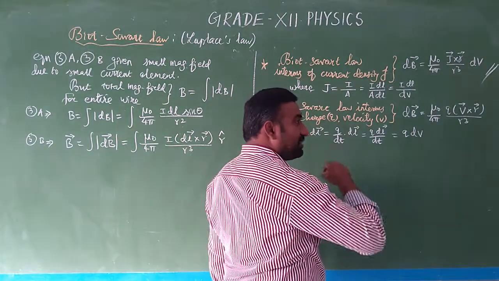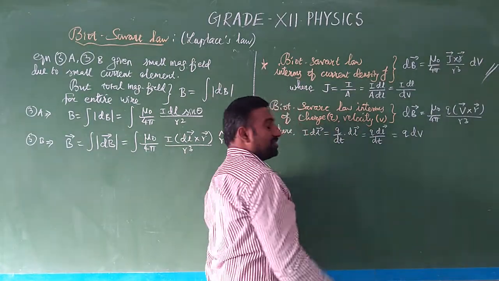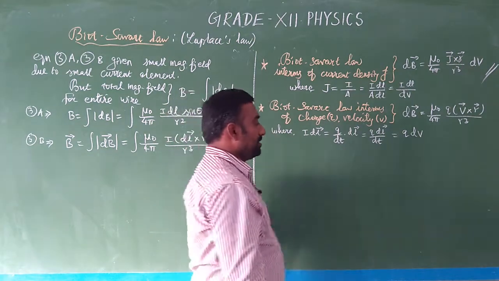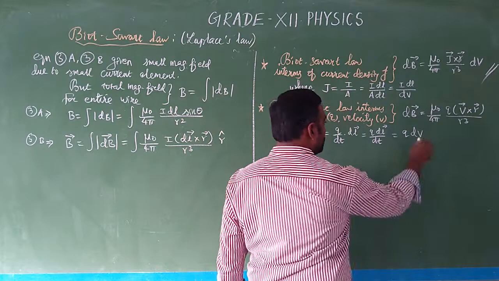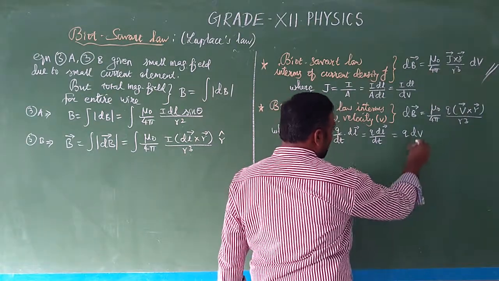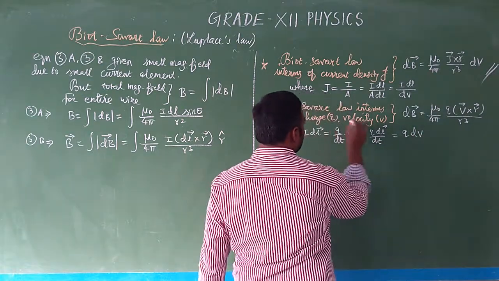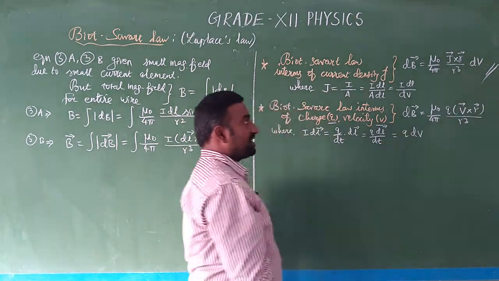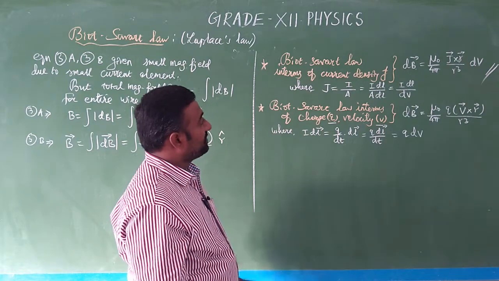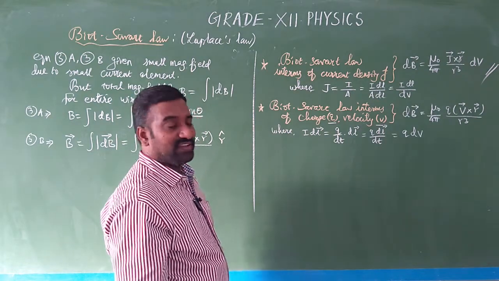So upon the small time and the small current element, how much current flows, and how many charges are there. So the rate of change of displacement is nothing but velocity. So it's a velocity, upon the small charge, and that creates a velocity. So the relation between velocity and charge is the second formulation. So the second form is the Biot-Savart law in terms of charge and velocity.